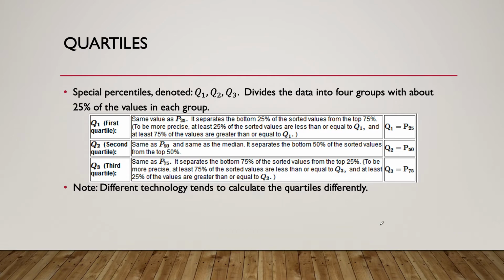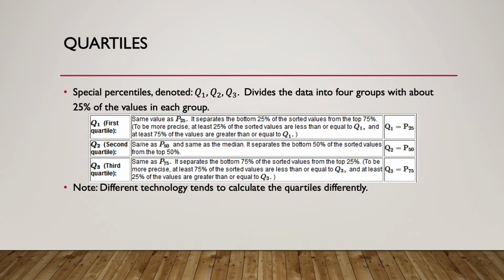Quartile is a special type of percentile denoted by Q sub 1, Q sub 2, and Q sub 3 for the first, second, and third quartiles. They divide the data into 4 groups with about 25% of the data values in each group. So Q sub 1, the first quartile, is the same value as P sub 25. It separates the bottom 25% of the sorted values from the top 75%.